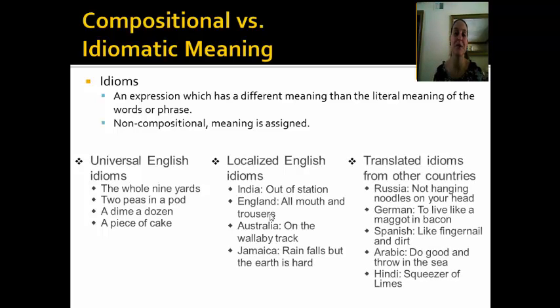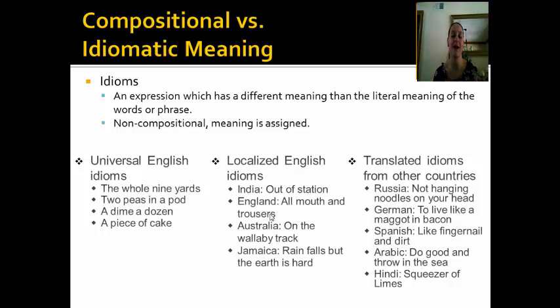These are idioms that are written in other languages, but I've translated them for you here, just to show you how different cultures in different countries have different perspectives on things and have assigned these unique meanings to these phrases. Okay, so in Russia there is an idiom that says something like "not hanging noodles on your head." What that means is not kidding.